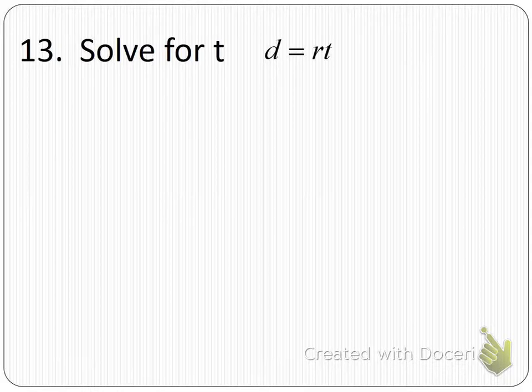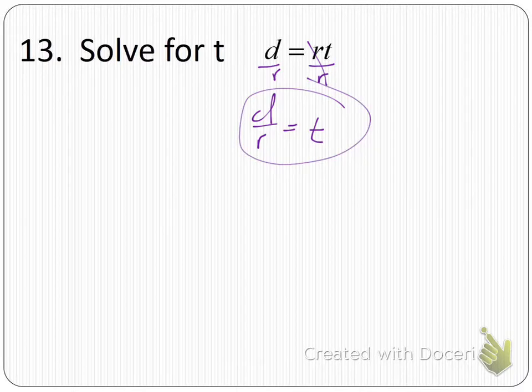It's not a lot different for 13. I'd have you do it, but you should be pros at this by now. Divide both sides by r because we're trying to get t by itself, and we get d over r, and that is it. That's literally all you got to do.